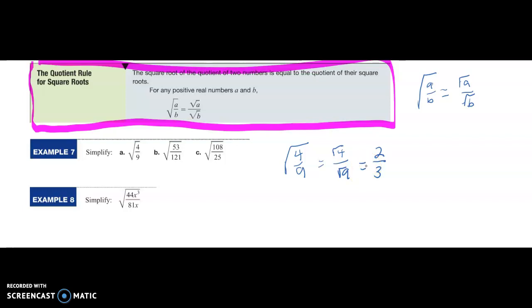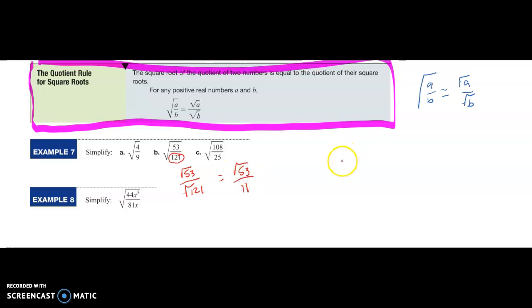Sometimes, I'm going to erase this to clean things up a little bit. If you look here at example B, we have the square root of 53 over the square root of 121. This should be ringing a little bell, that this right here is perfect. So if we know that the square root of 53 over 121 is equal to the square root of 53 over the square root of 121, then I could go ahead and simplify the square root of 121. So that's going to equal, which is 11, the square root of 53 over 11.